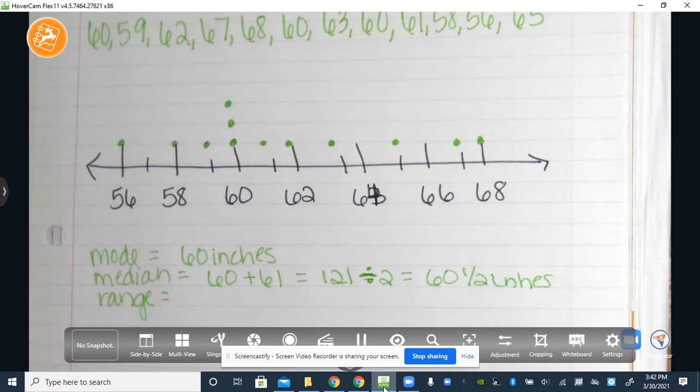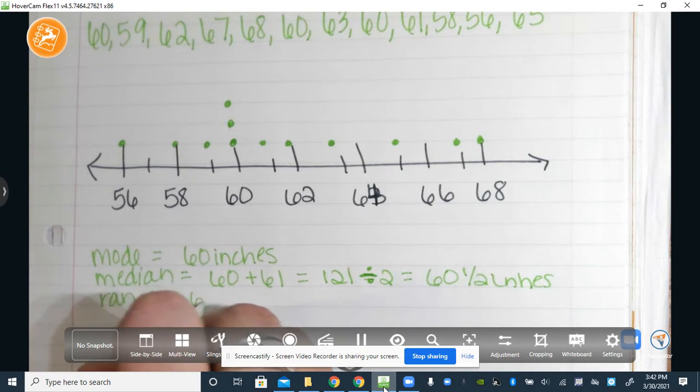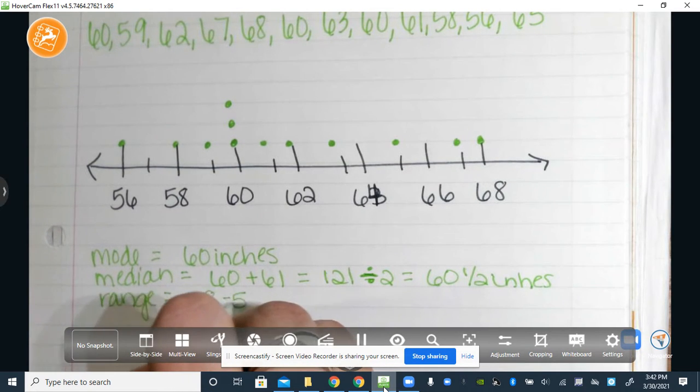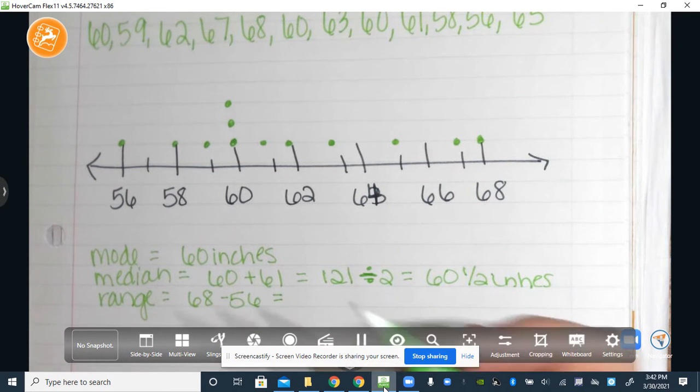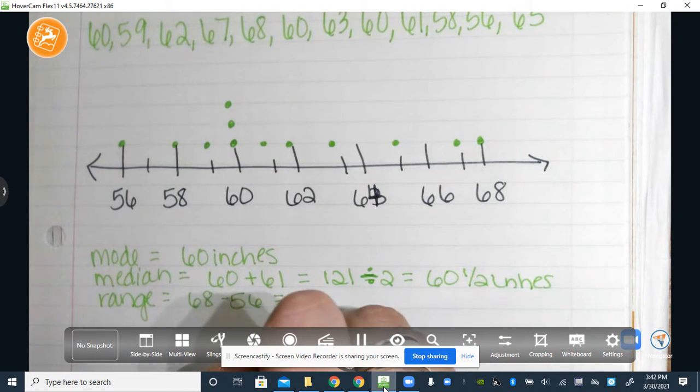And then the range, the tallest person in my class is 68 inches, minus the shortest person in my class, which is 56 inches, gives me a range of 12 inches.